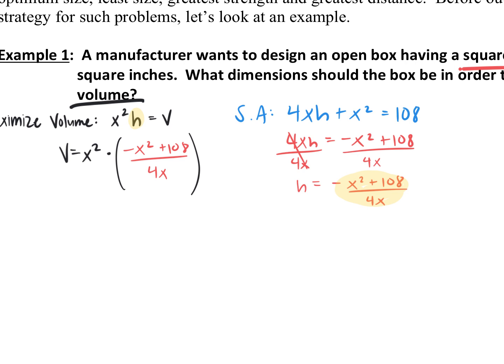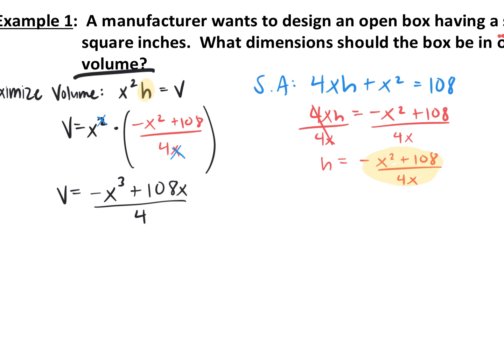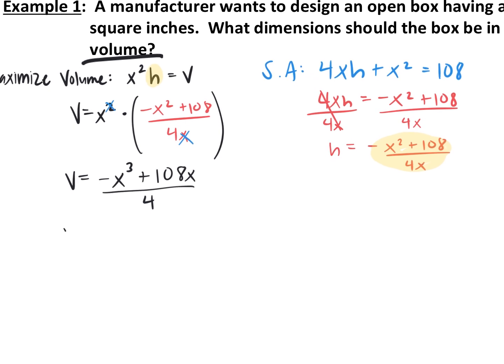Okay, and I'm going to go ahead and simplify this here. Let's just cross out one of these with one of those, so my x's go away. And now my volume is equal to negative x cubed plus 108x over 4. I'm just going to write this as two fractions to make it easier for what we're about to do. So this is negative x to the third over 4 plus 27x.